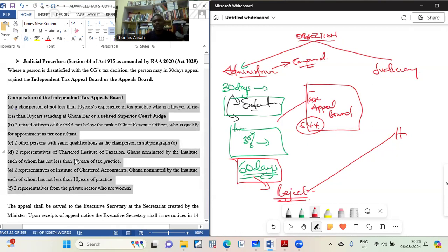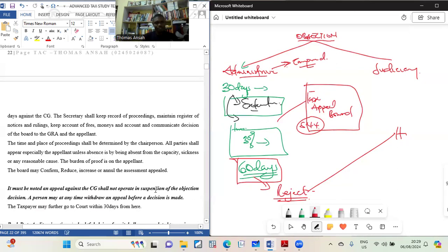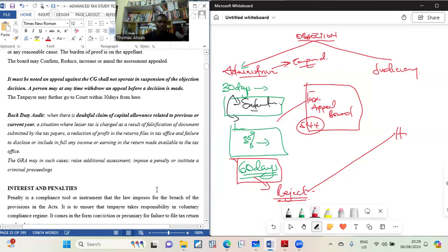Just make sure you remember. One retired lawyer who is a tax person, not less than 10 years of experience, or a retired Supreme Court judge. Then 2 people who also have the same qualification. Then another 2 people who held the position of chief revenue officers. Then another 2 people from ICAG, another 2 from CIT, all having not less than 10 years of practice. Then 2 private members who are women. So that is that. This is something you just have a look at.